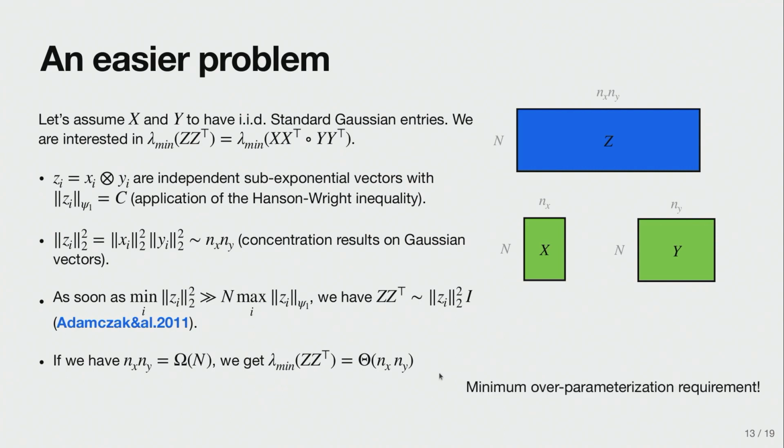And this is amazing, because this is exactly the minimum overparameterization requirement: the number of columns of x is exactly the width of the penultimate layer, and the number of columns of y is exactly the width of the last layer. So it feels that this strategy, recycling these results from Adamczak and this Hanson-Wright style of proof, would give us exactly what we want.